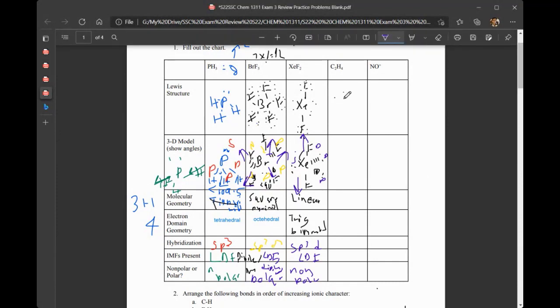Now we have this molecule, C2H4. What's going to happen is we're going to draw the skeleton. Usually for these molecules, you have the 2 H's together with the 2 C's together.